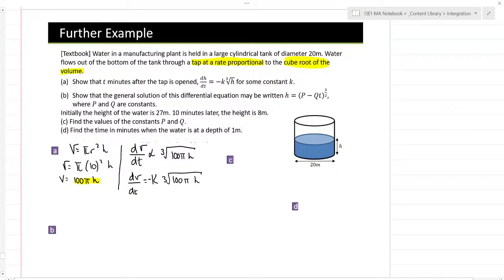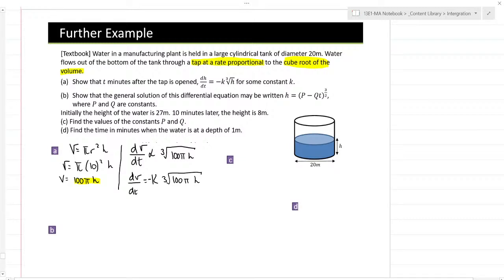What we're looking at here, and the reason I've got to pause, is because they're not asking for the rate of change of volume. I thought I'd finish that question. They're asking for the rate of change in the height, aren't they? Can everybody see that? They're asking for the rate of change in the height.